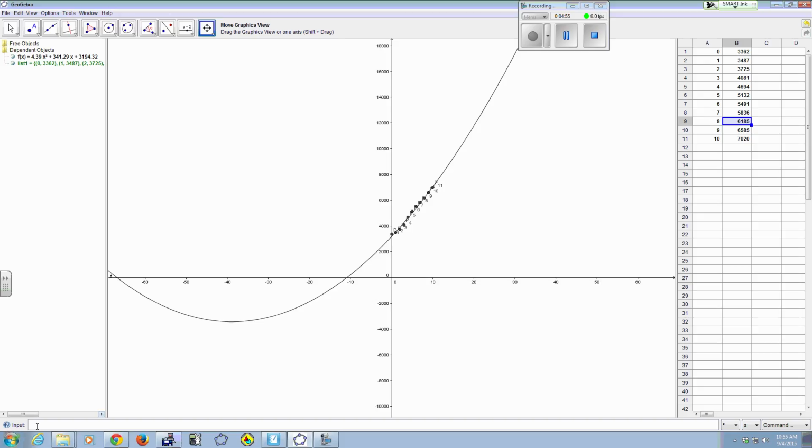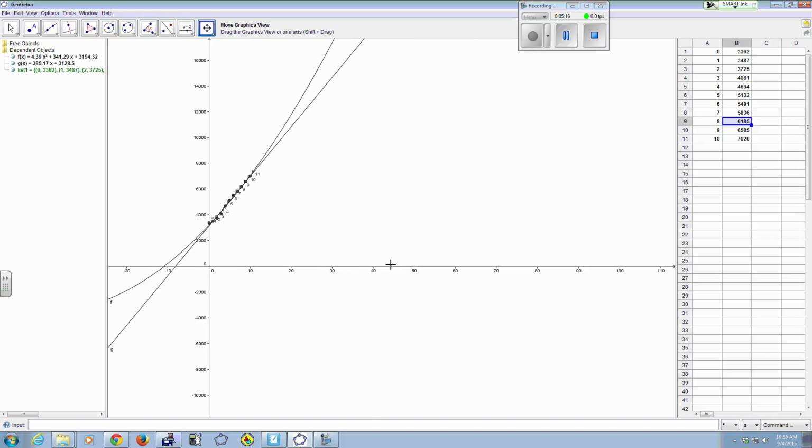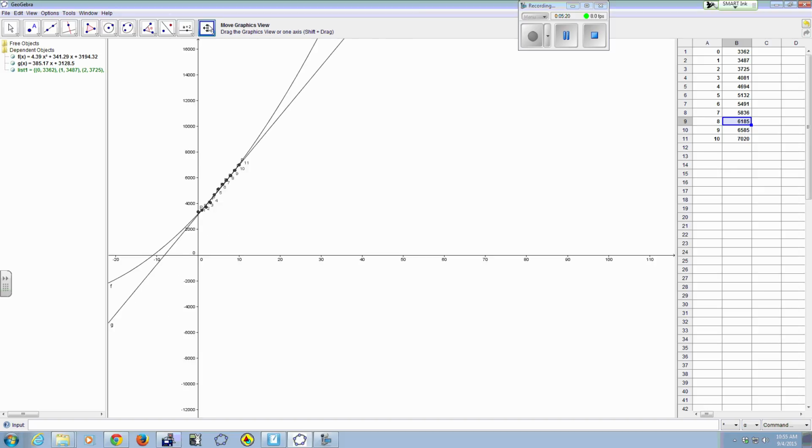Let's see what the line would look like. I'm just going to go down here and say fit, let's say Poly, and I'm going to say list 1, and I'm going to say first degree. And there's the line that fits that data the best. So again, you'd say, well, they're relatively close. Let me spread this out again, this axis here.